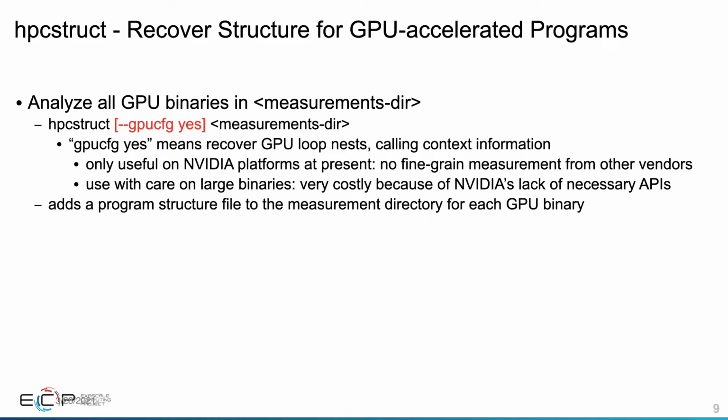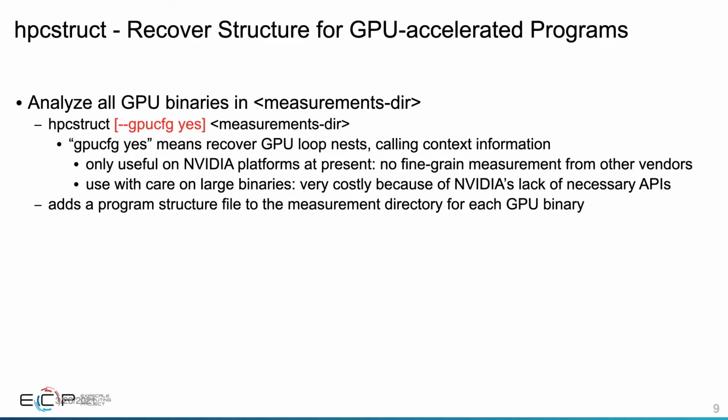When you monitor a GPU accelerated application with hpcrun, it may have recorded GPU binaries in the measurement directory. By default, hpcstruct is going to analyze information in the GPU binary at the source line level, but it won't build a control flow graph and loop nests unless you ask it to. If you want to build a control flow graph for GPU binaries, you can pass the --gpucfg yes option.